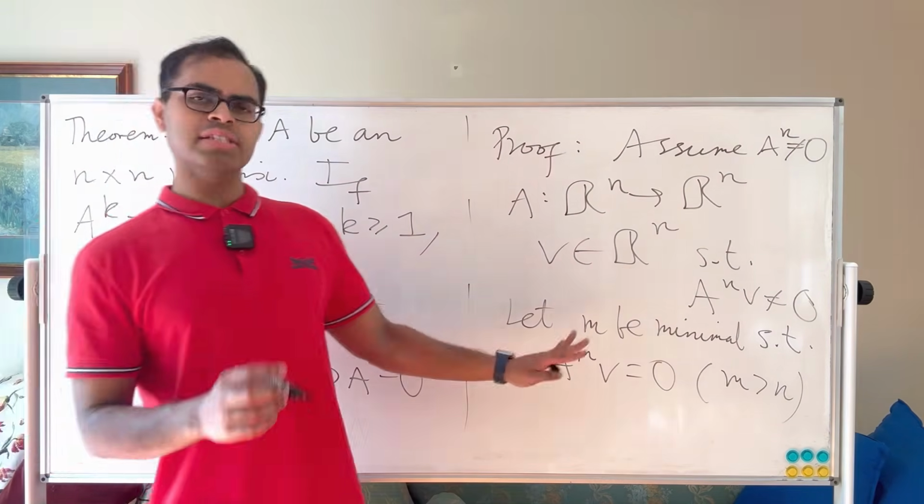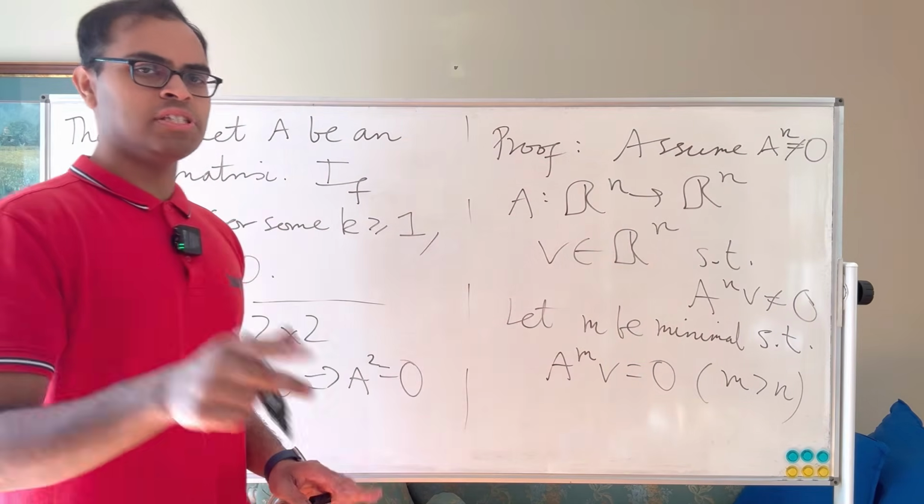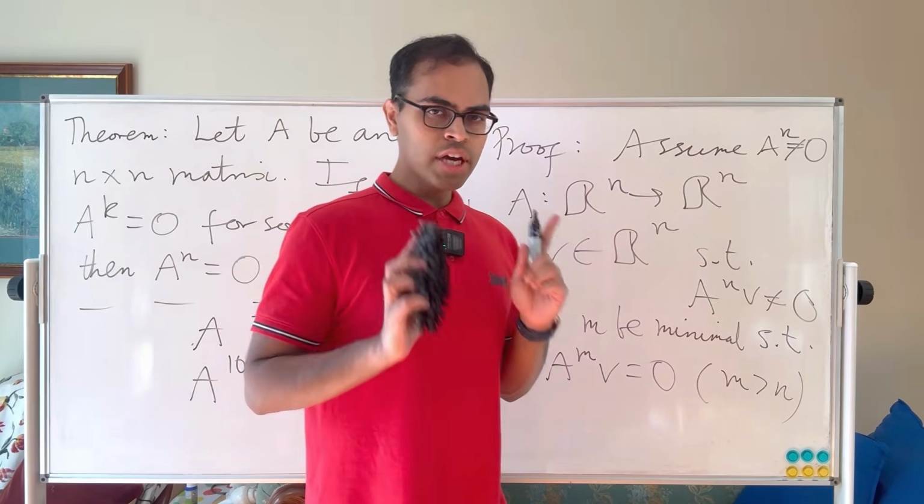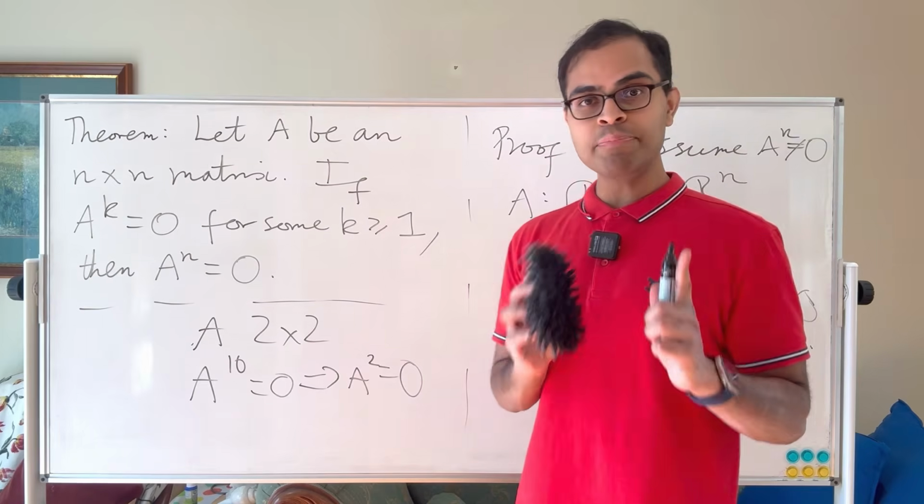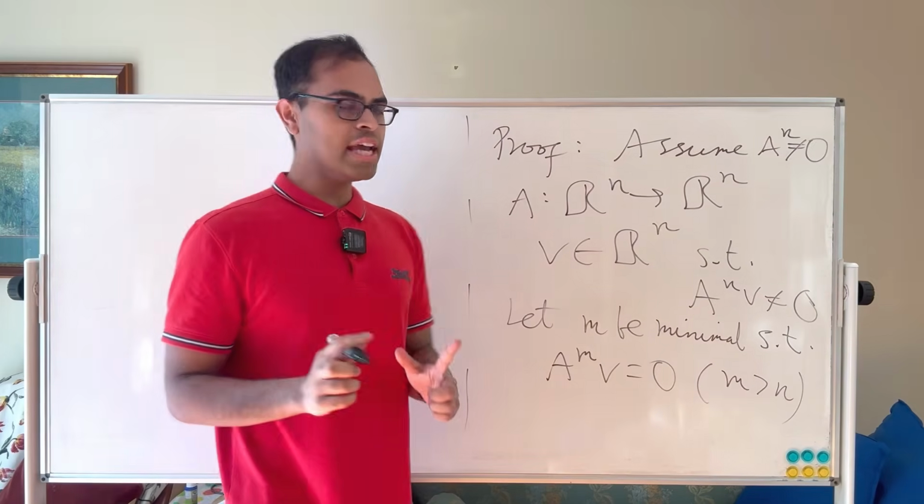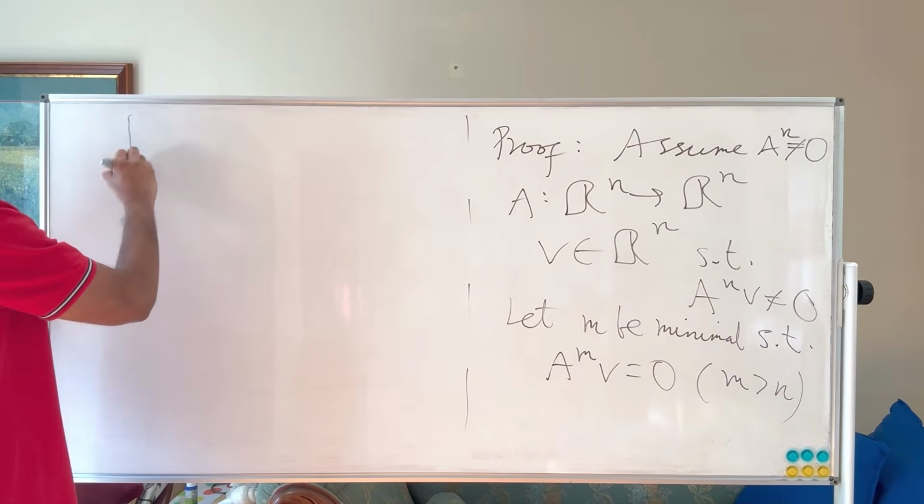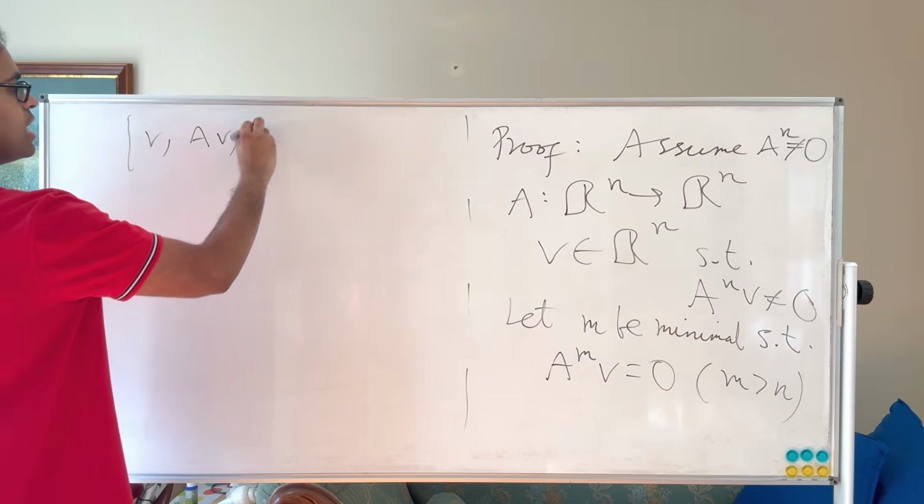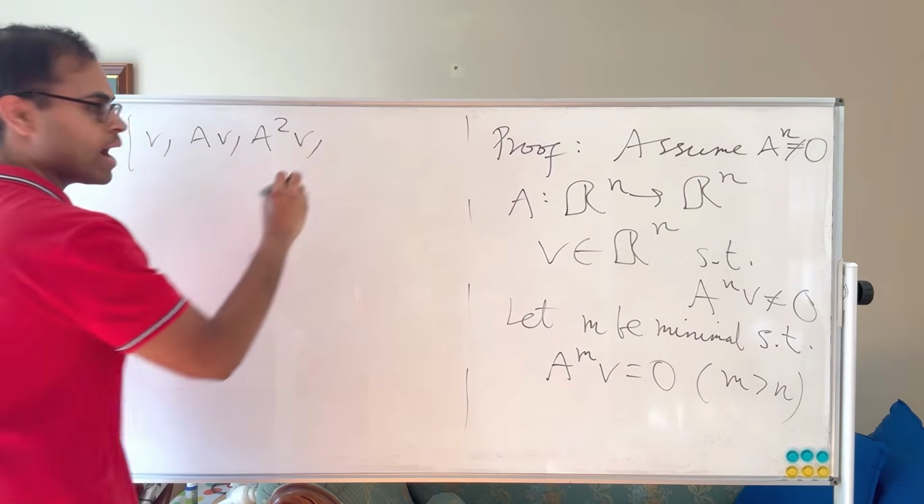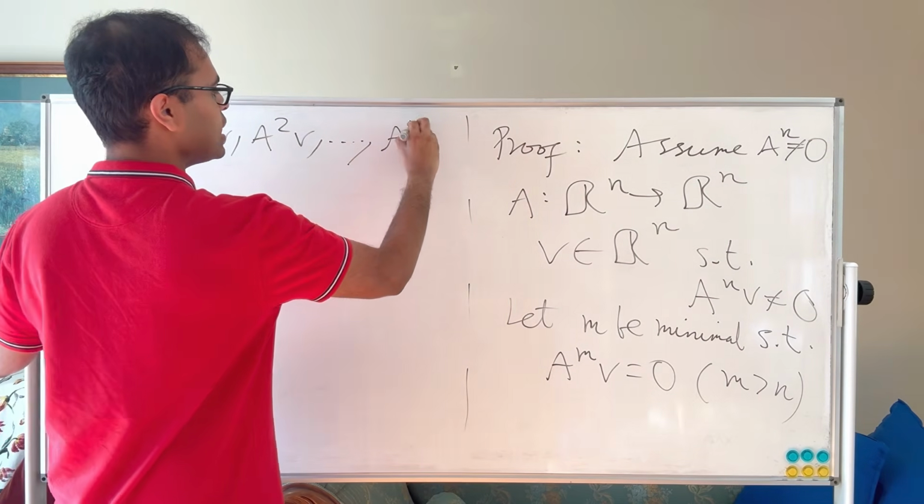Now how are we going to proceed with this? This is going to be so beautiful. We're going to prove the linear independence of some vectors. So let's take the vectors v, Av, A squared v, all the way up to A to the n times v.